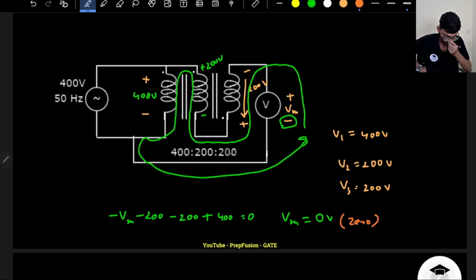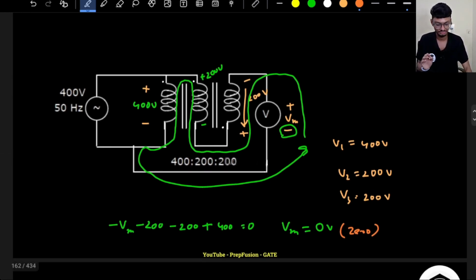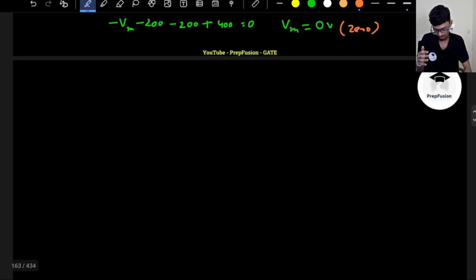Okay, and this is a GATE question. I guess this is a GATE question. So they will ask you questions in dot convention. That's why we covered it so comprehensively. They will ask you basic questions and you will not be able to solve it. So just be careful regarding all this. Now let's come to the next question.